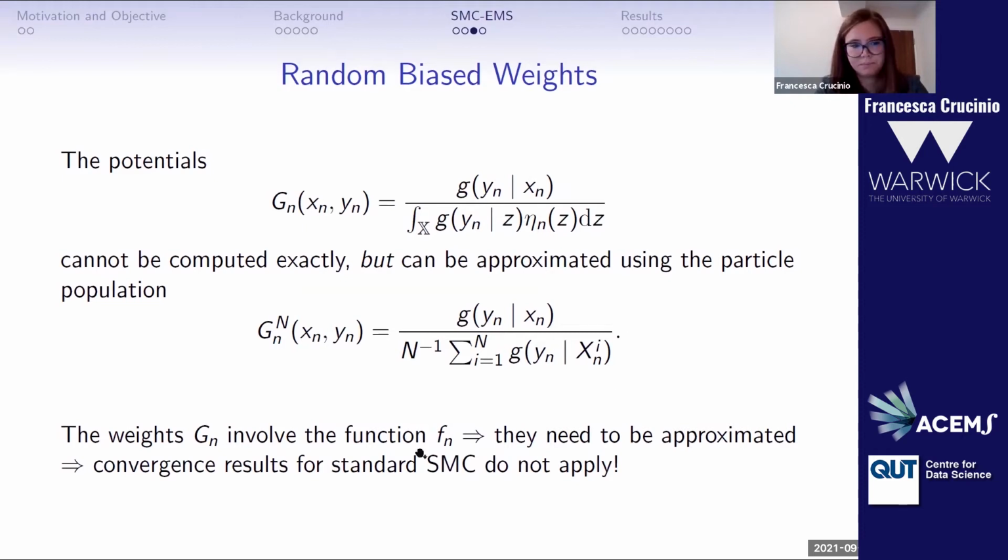And so we have these approximated weights over here, which are random, but they're also biased because of the particular form that they have. So all this means that the standard results for SMC, so the strong law of large numbers and the central limit theorems, do not apply. And so as part of this project, we also looked into extending some of those results to this particular case. But I will talk about that in a second.